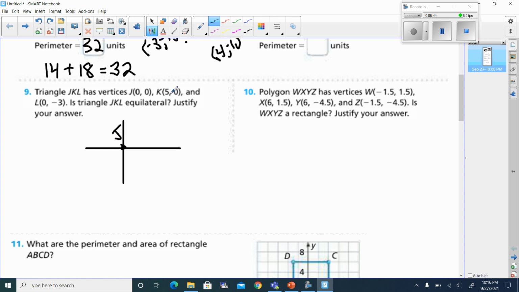Then we have one at 5, 0. Remember, we'd go 5 this way. We'd still be at 0, right? We would not go up. So it would be somewhere around here, right? This would be K at 5, 0. I'm not putting 0, 0 here because everybody knows what this is. And then L would be 0 and then negative 3. So 0 would be here and then going down to negative 3. That would be L.